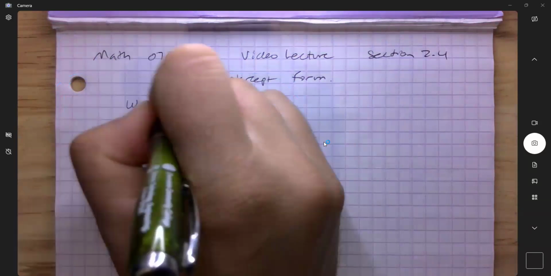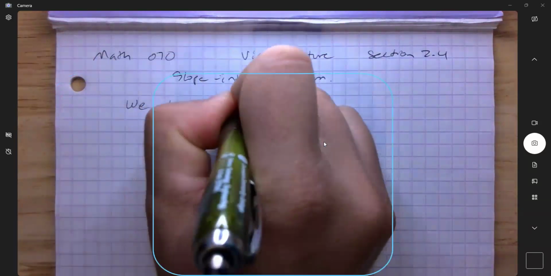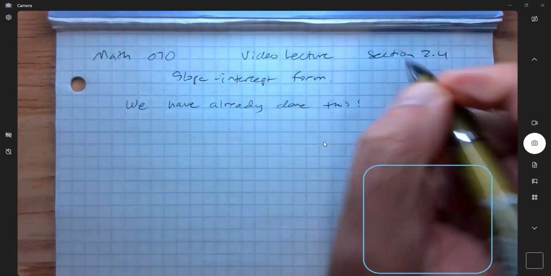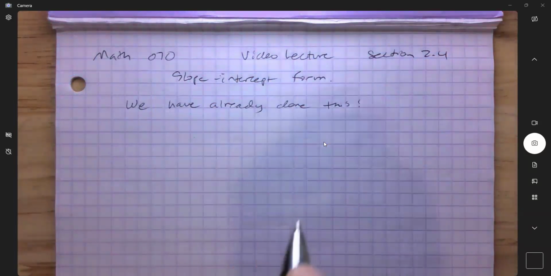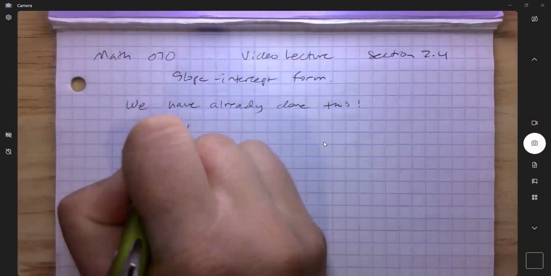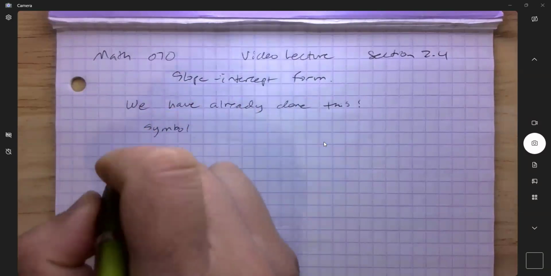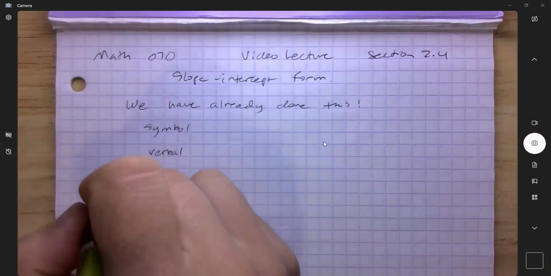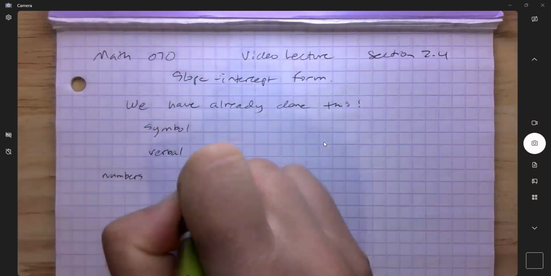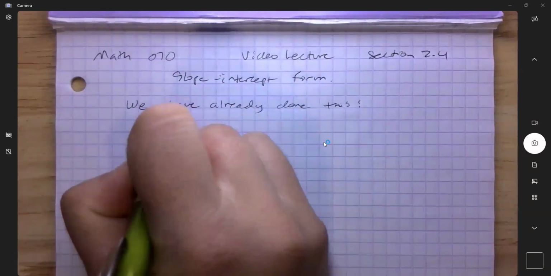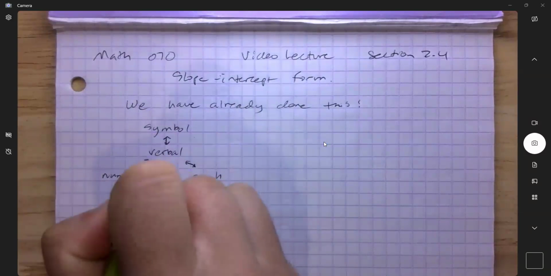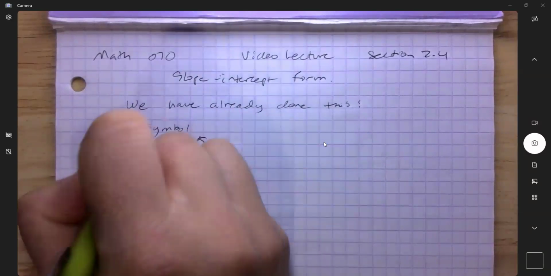We've already done all of this. We have explored slope-intercept form thoroughly in all four of our representations. So I'm going to do a bit of review in this video. But the previous videos, as you're working through your homework, or previous notes you took, are going to be a good resource. All right, so symbolic, verbal, numbers, graph, and the ability to go from one to the other.